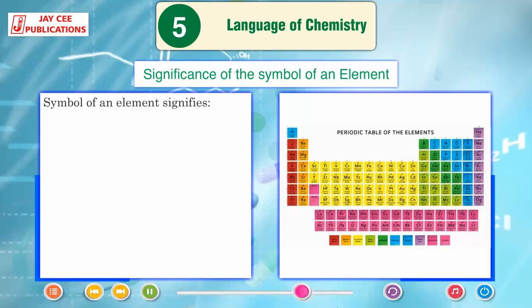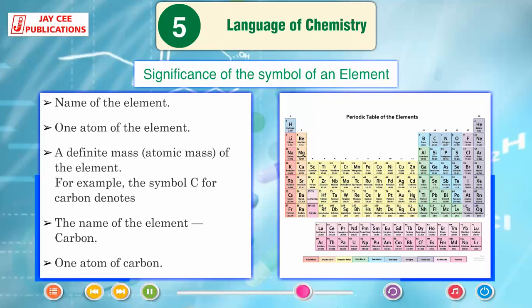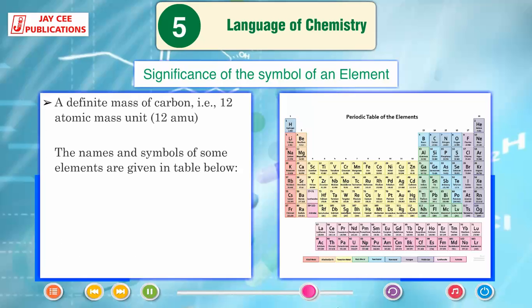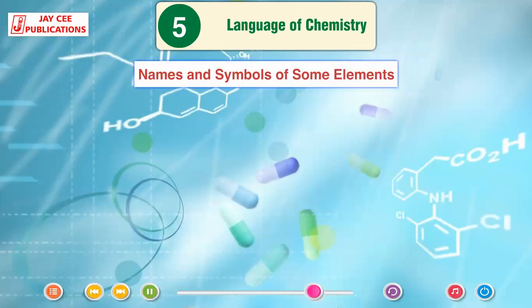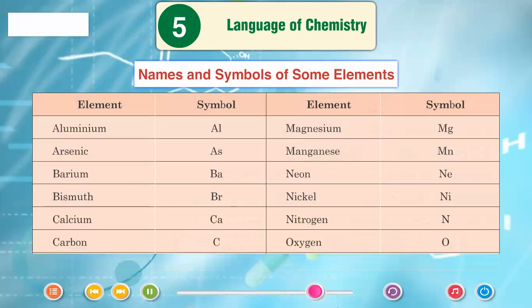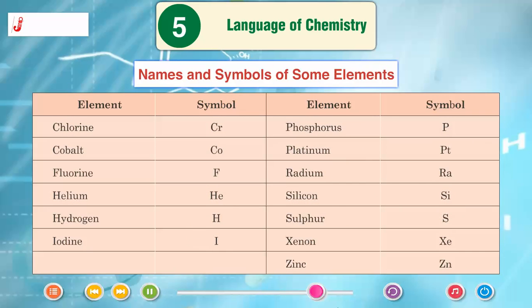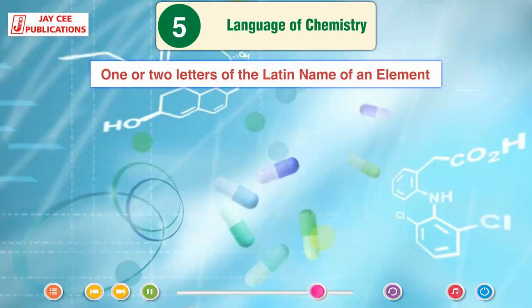Symbol of an element signifies the name of the element, one atom of the element, and a definite mass, the atomic mass of the element. For example, the symbol C for carbon denotes the name of the element carbon, one atom of carbon, and a definite mass of carbon, that is 12 atomic mass unit, 12 AMU. The names and symbols of some elements are given in the table below. Names and symbols of some elements. One or two letters of the Latin name of an element.